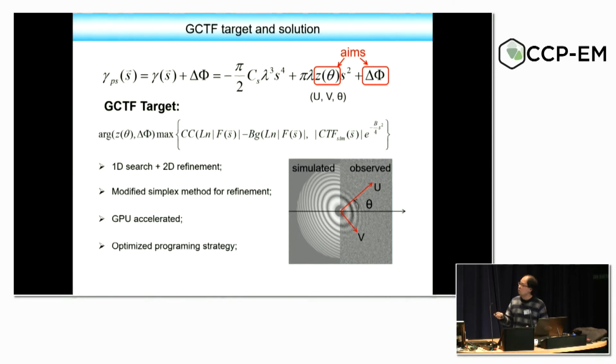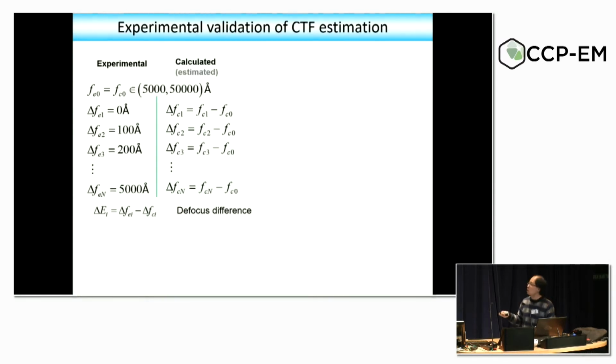GCTF uses a strategy called one-dimensional search plus two-dimensional refinement. With phase shift, you need a higher dimensional search, of course, and a modified simplex algorithm for refinement, and GPU acceleration and optimized programming strategy. But I'm not going to talk anything about the speed. I'm more interested in the accuracy and validation, diagnosis, things like this.